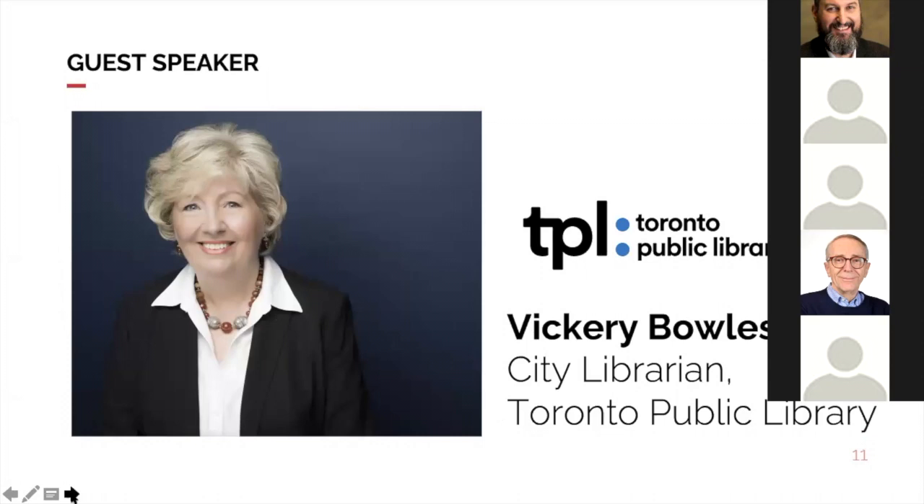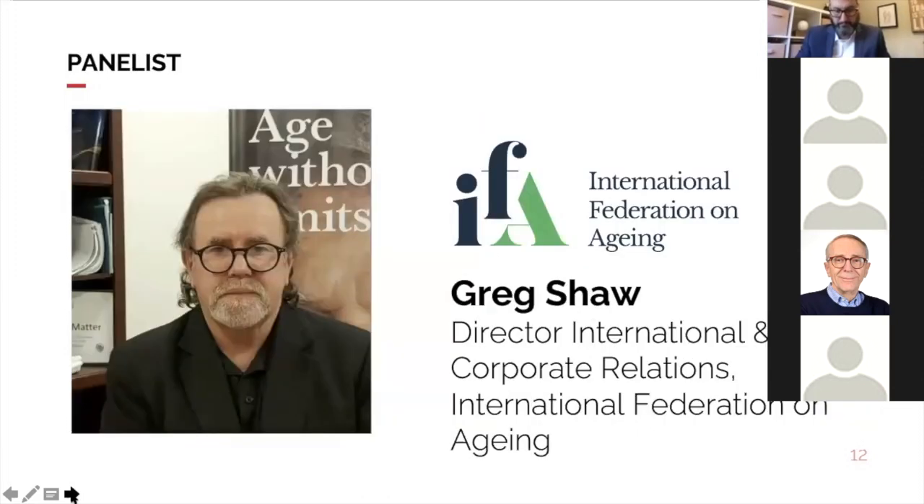We know that Vickery is a well-known face in Canada, and not just because she is a Torontonian, but as a person who has been running the largest library system across North America. She serves about 3 million residents through 100 branches and the online network. She's been actively committed to making sure that older people and libraries are age inclusive, and we're so excited to have you here today, Vickery.